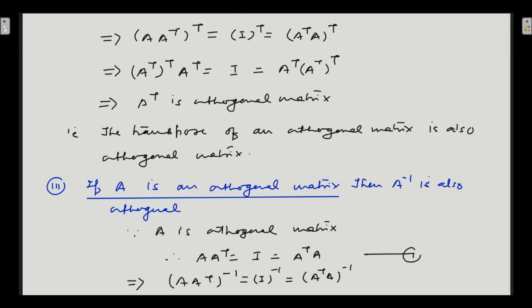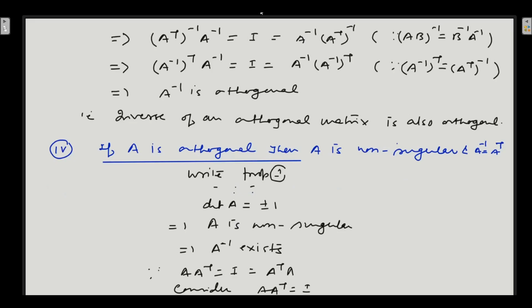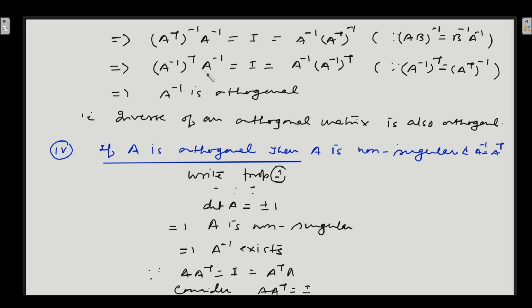But we had started with the fact that A is an orthogonal matrix. We started with A is orthogonal, and we have reached that A inverse is orthogonal. So the inverse of an orthogonal matrix is also orthogonal. That is the meaning. Once again I am reading the statement: the inverse of an orthogonal matrix is also an orthogonal matrix.